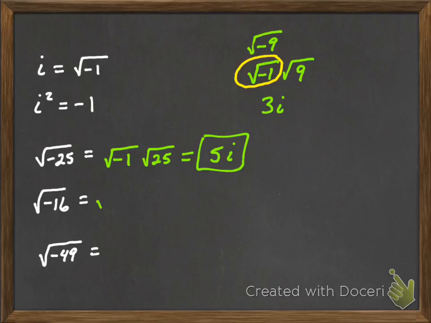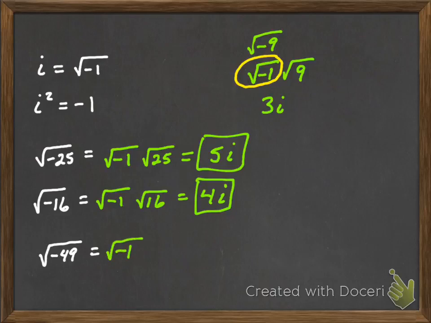The square root of negative 16 breaks apart like this. The square root of 16 is 4, and the square root of negative 1 is i. The square root of negative 49 breaks apart like this, and the square root of 49 is 7, and the square root of negative 1 is i. So essentially all you're doing is just taking the square root of whatever this number is and then attaching i to it, because the square root of the negative comes out as an i every single time.